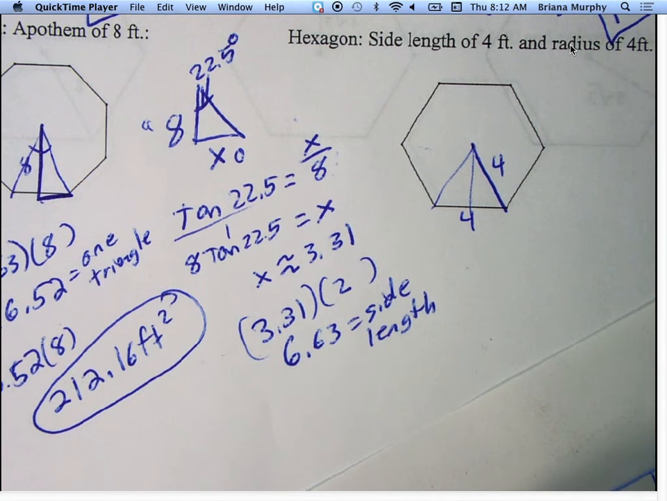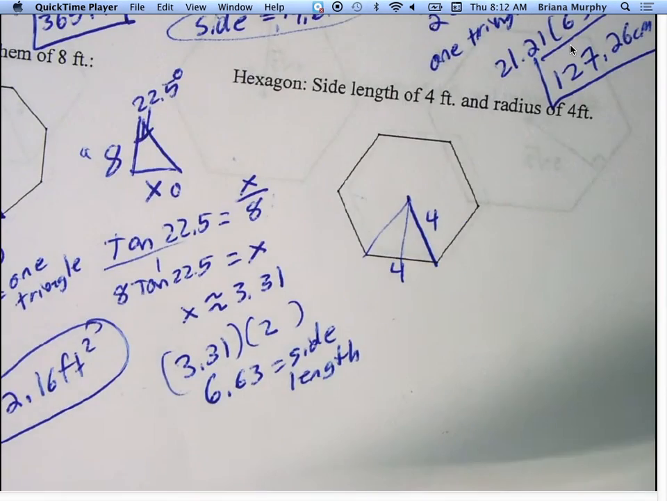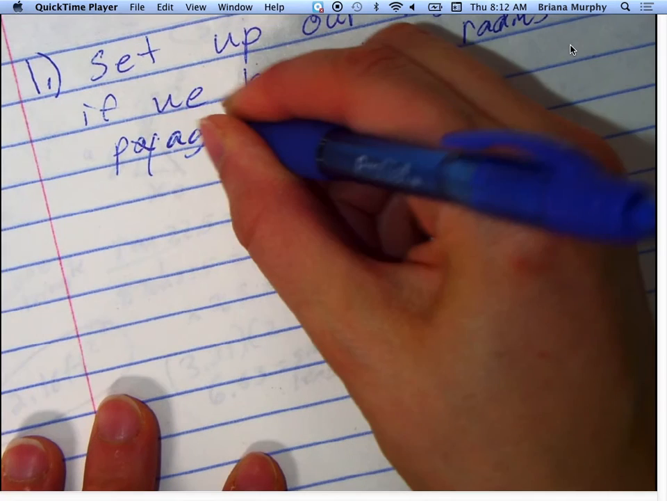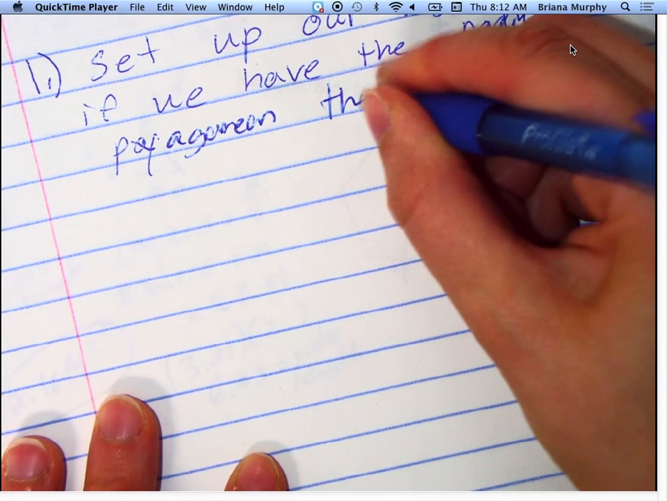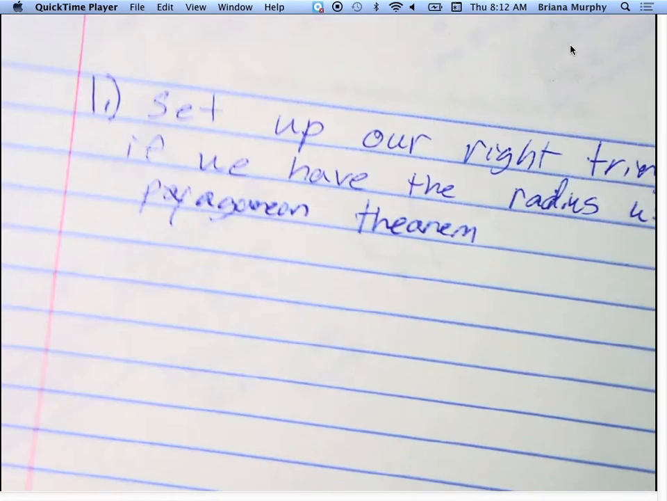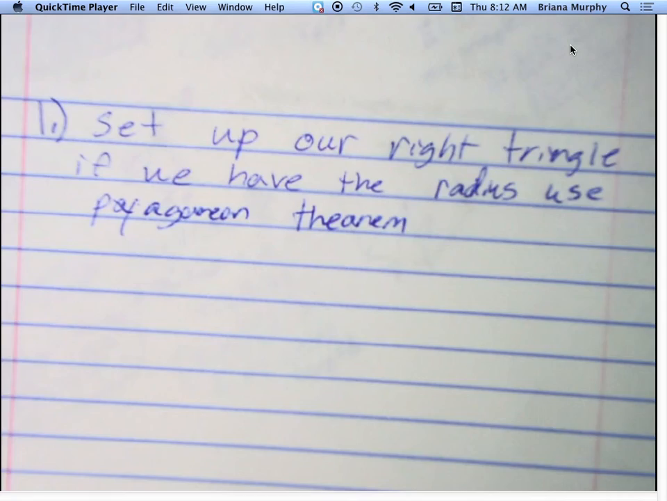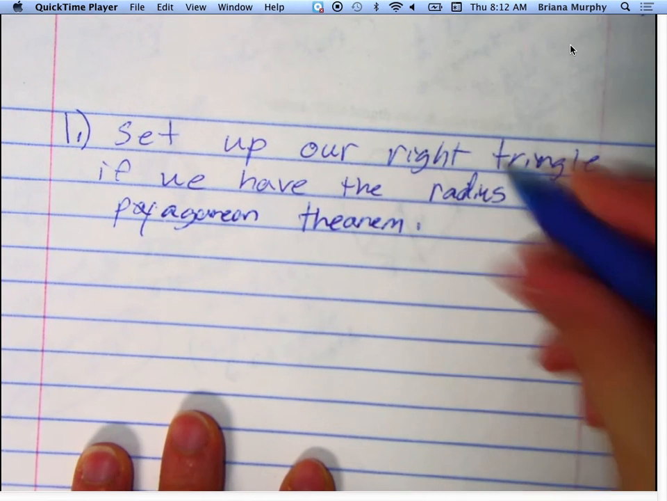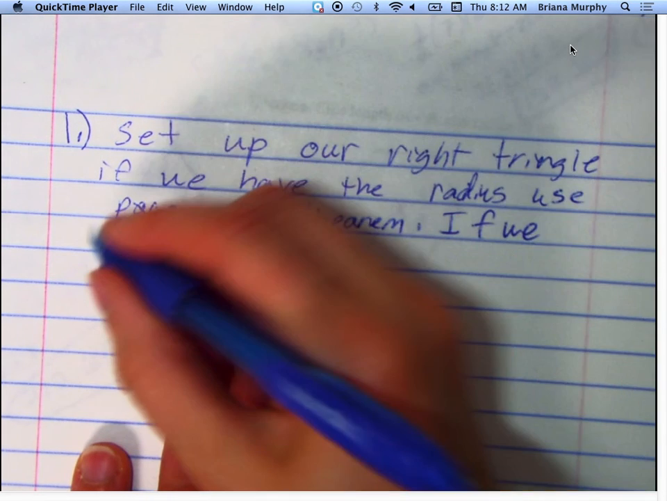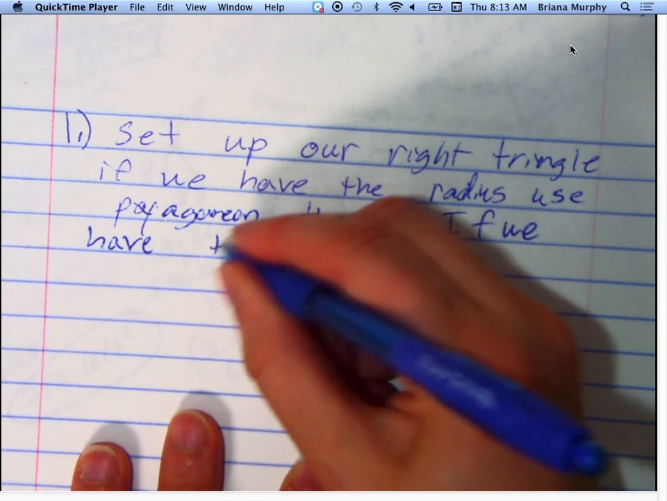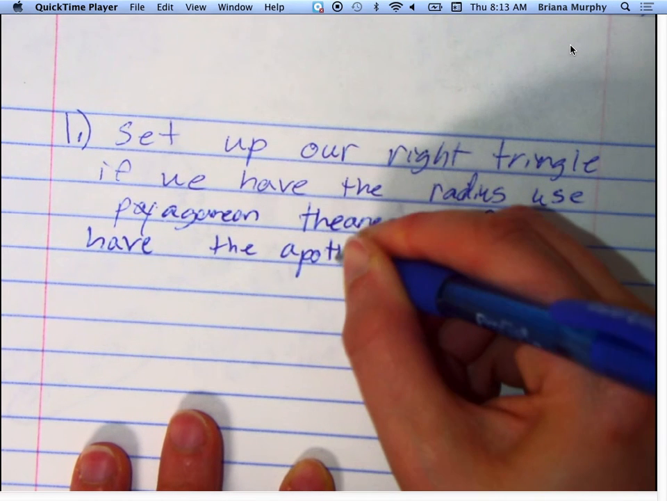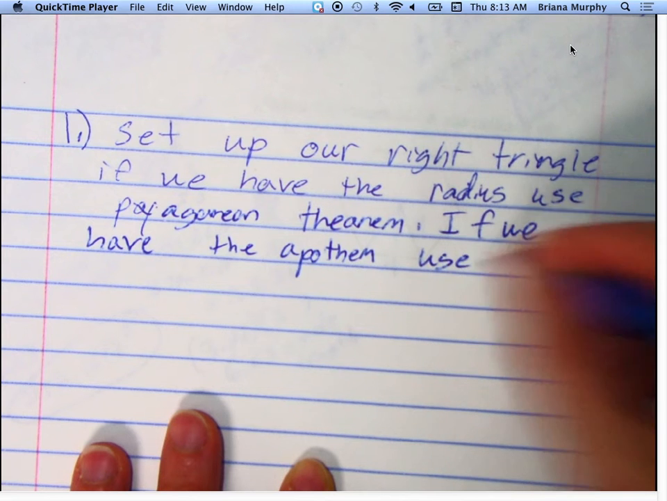If we have the radius, use Pythagorean theorem. If we have the apothem, use trig.